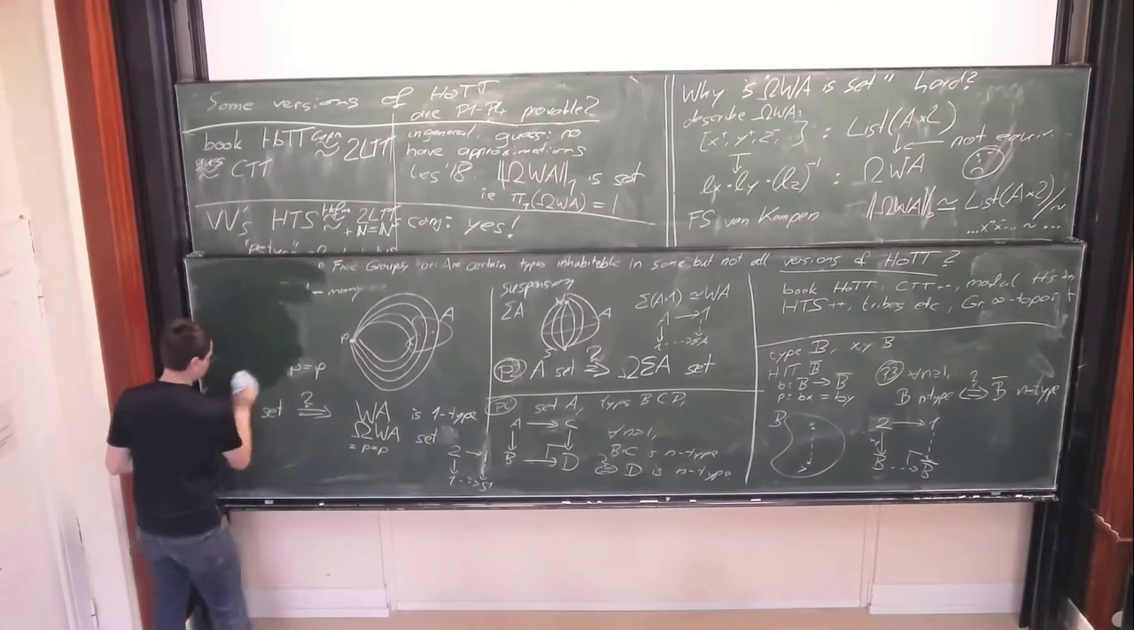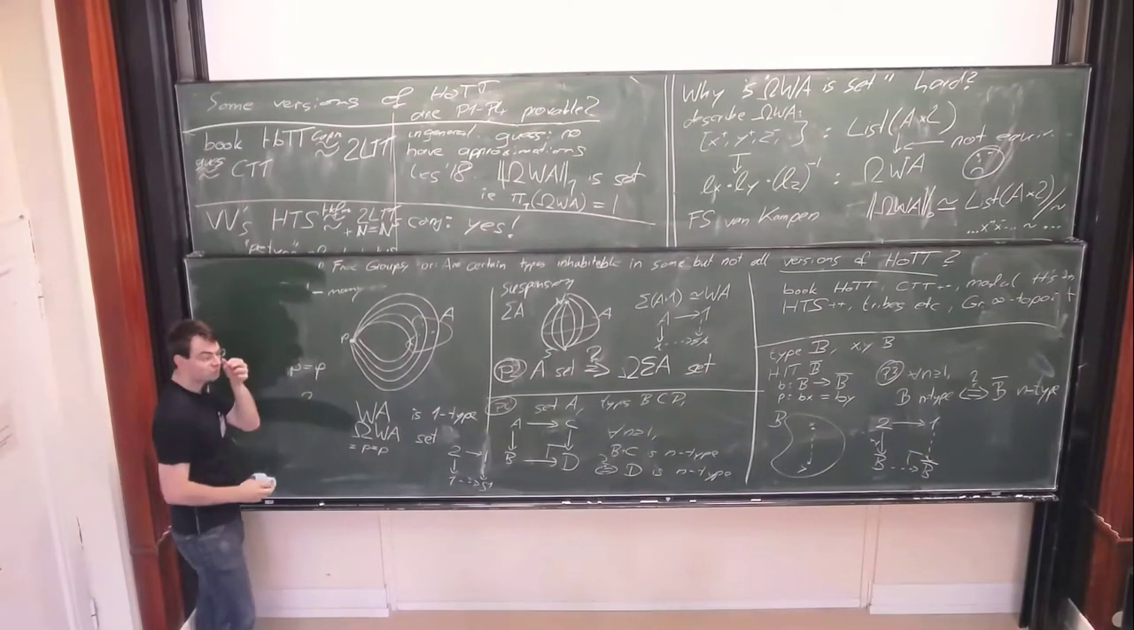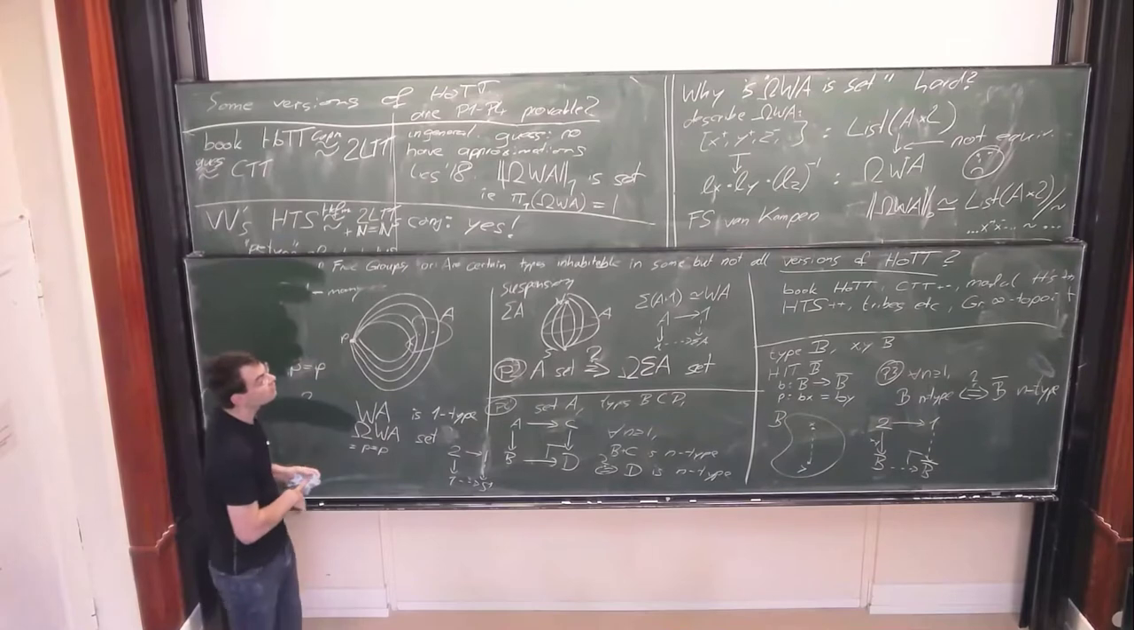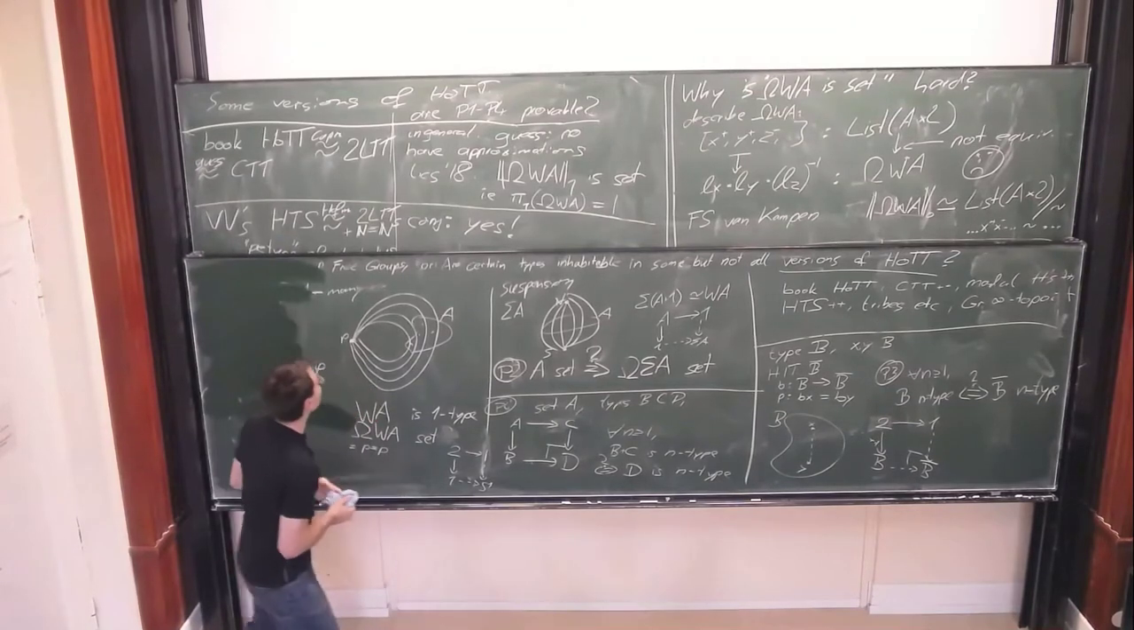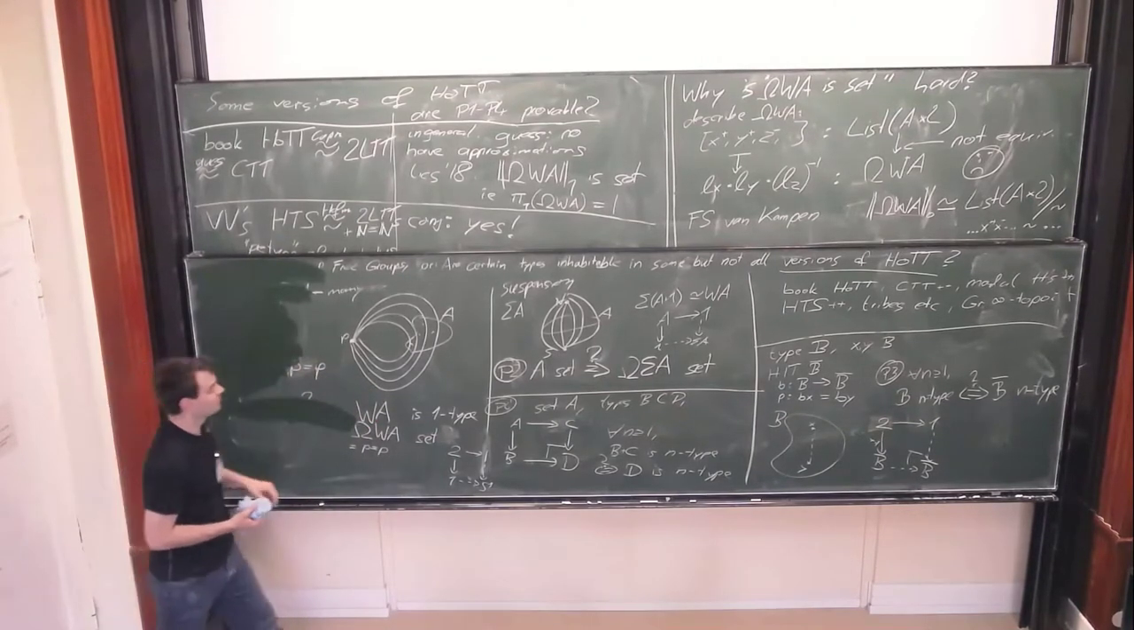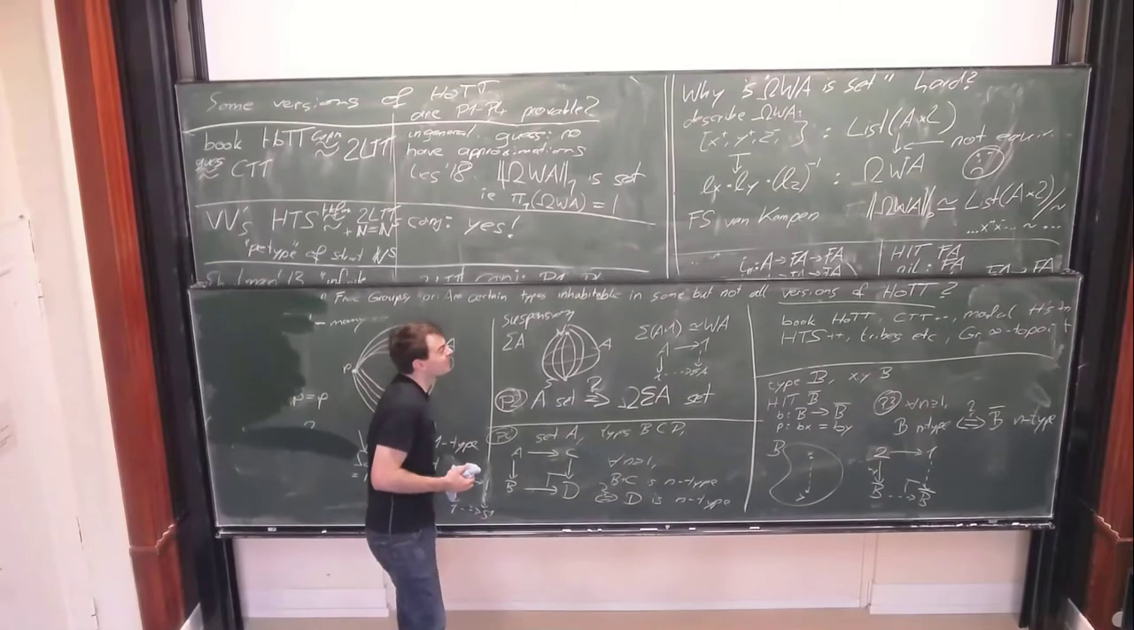I lost the train of thought. What is the property now of F that you can prove from that description of the hit? Yeah, if you make such a hit, what happens? Right. So, good question.